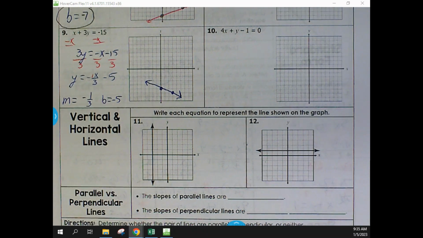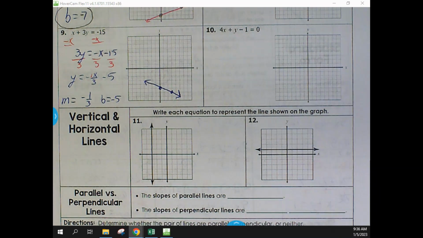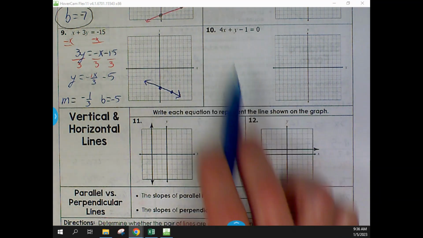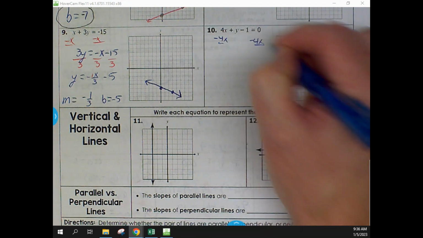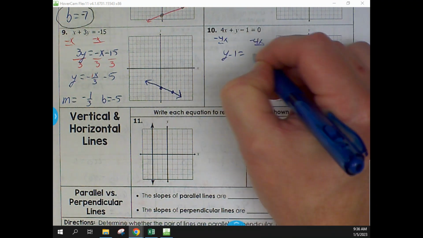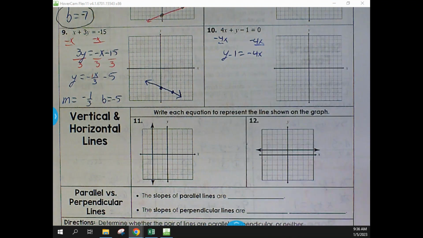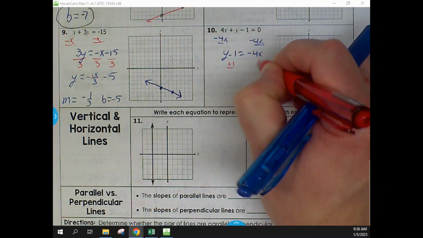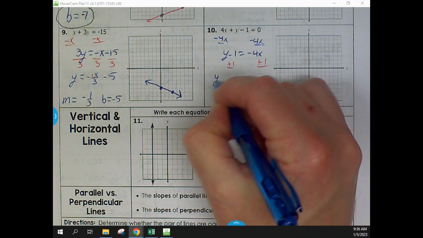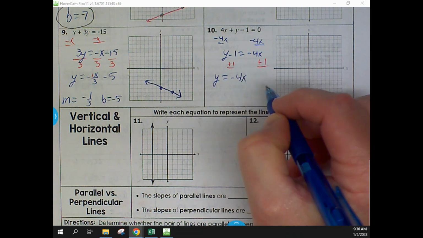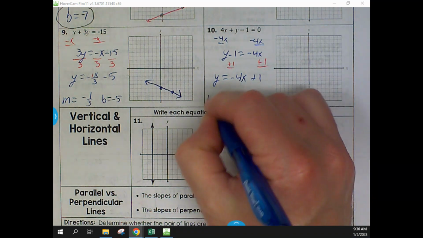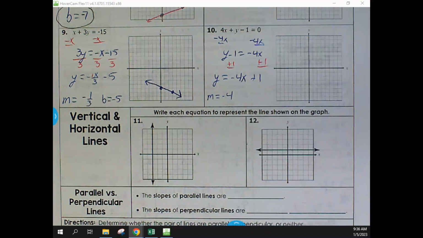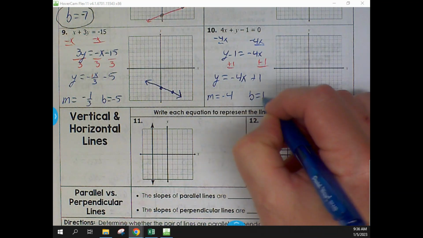okay, so first thing is, again, just rewriting it in y equals mx plus b form. You can do it a couple different ways. If you kind of like the y being on the left-hand side, you want to subtract the 4x. You can do that. So you got y minus 1 equals negative 4x. And then you could add 1 to both sides. Okay, if you go that route, your m is negative 4. Your b value is 1.